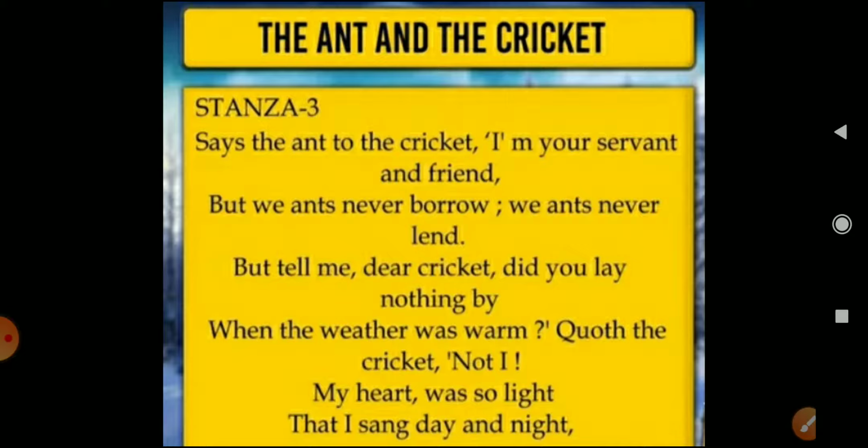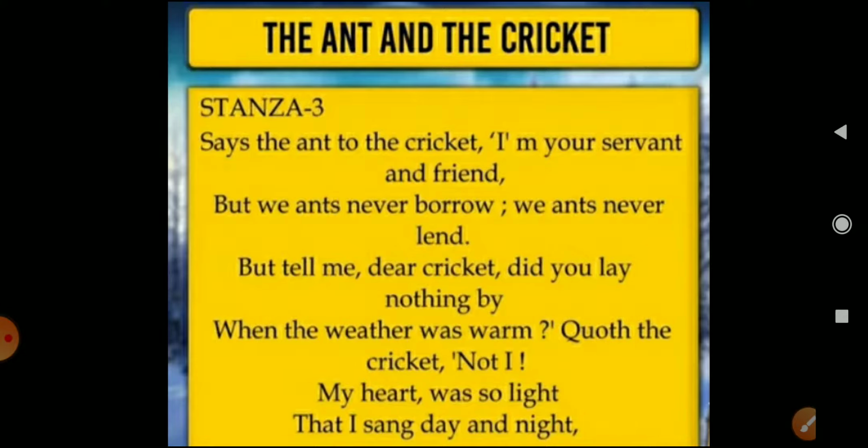So the cricket, after hearing this, replied that its heart was so light, quite happy, and did not care about the future. I was so happy because of that pleasant summer and spring season that instead of collecting, I was singing day and night in the summer season. I was enjoying nature, looking very happy, and just enjoyed the season instead of collecting the food. He has explained that to the ant.